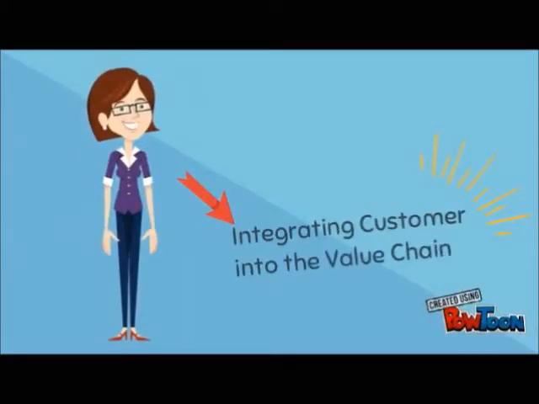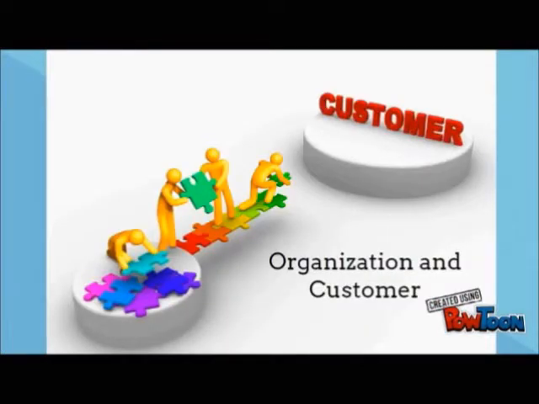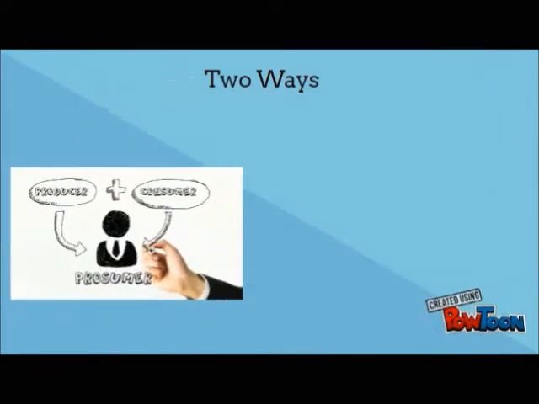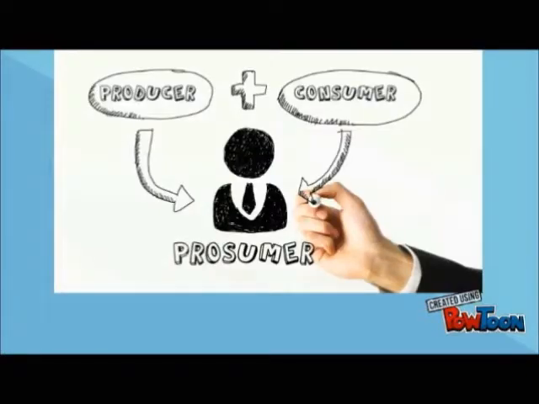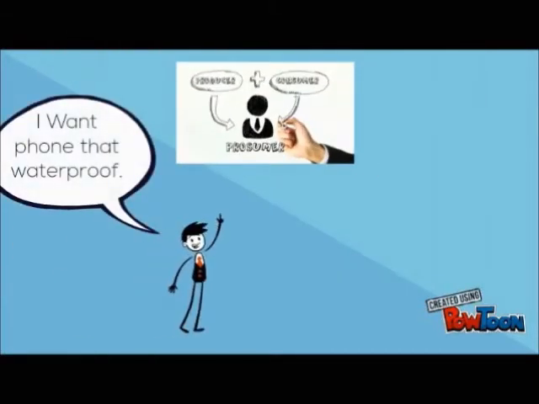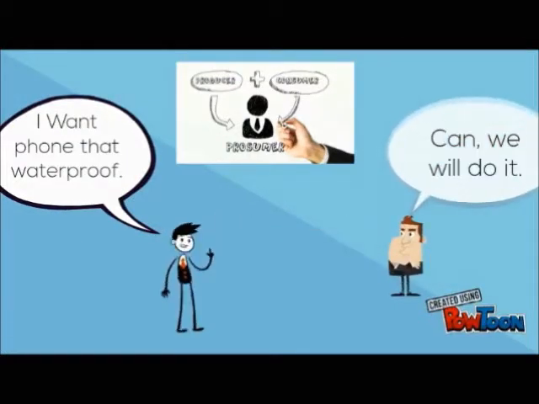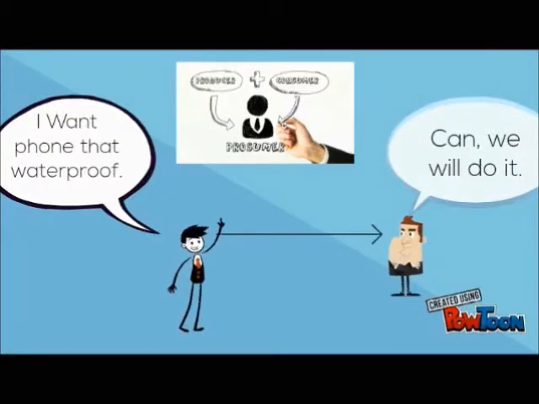Integrating customers into the value chain. It focuses on the interrelationship between the organization and its most important stakeholder, which is the customers. There are two ways of achieving great value in the value creation process. First is the prosumer concept. It is the concept where the organization can work directly with its customers. This can be done by developing individualized products and relationship marketing. This will help the firm gain greater customer satisfaction and loyalty.